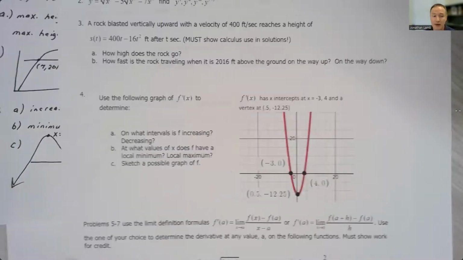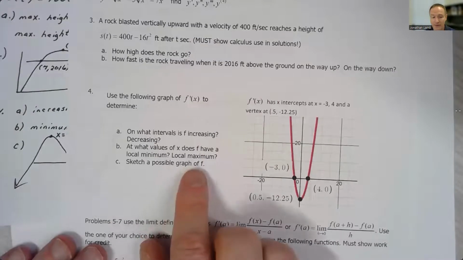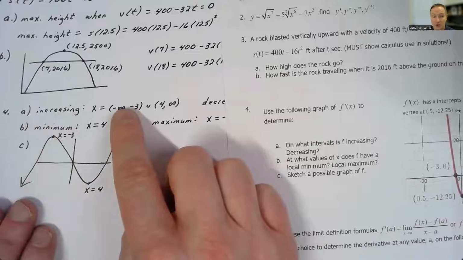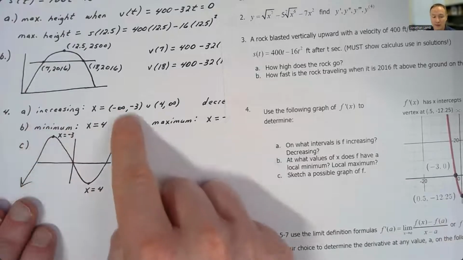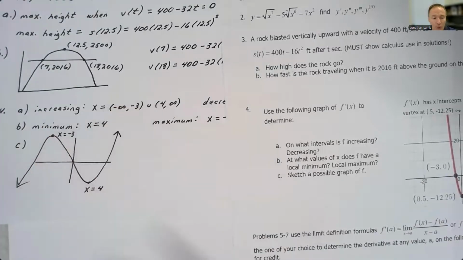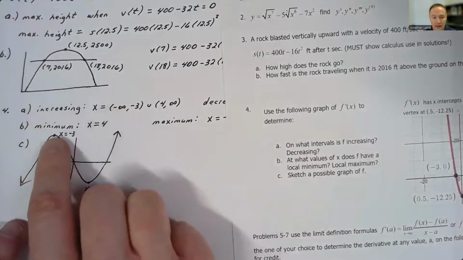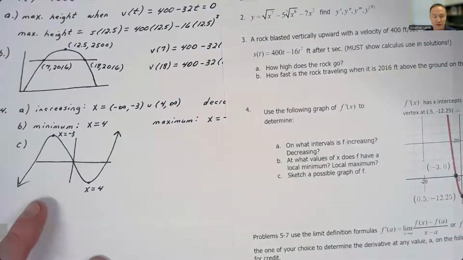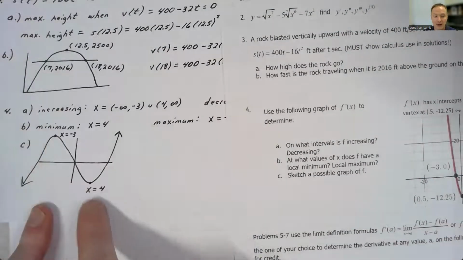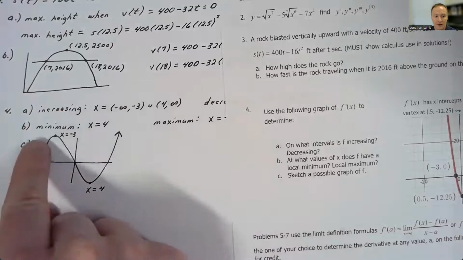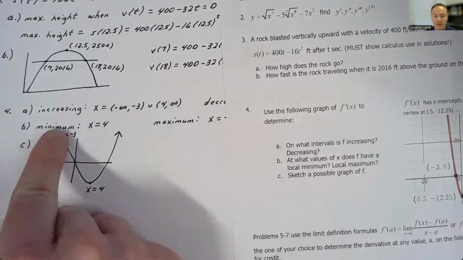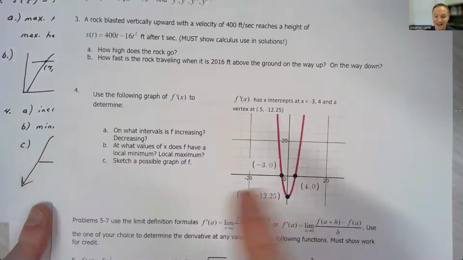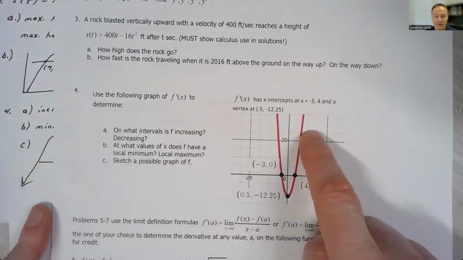Now, please do remember, when I ask you to sketch a possible graph of f, all you're going to know is the approximate shape of the function. I know it's going to look something like that. What I don't know is the y values. That's why you won't see me label any y values here. This could be shifted way up, it could be shifted way down, but the general shape has to look like this. It's going to increase to -3, it's going to decrease between -3 and 4, and it's going to increase after 4. That's what the graph of that derivative tells me.